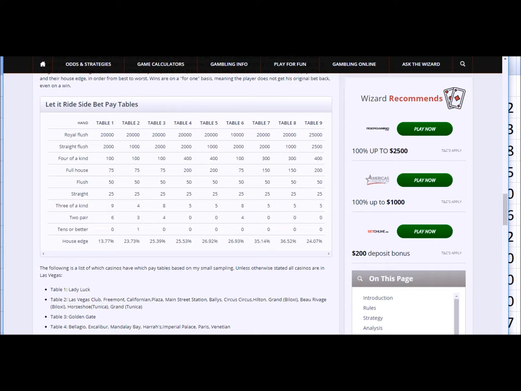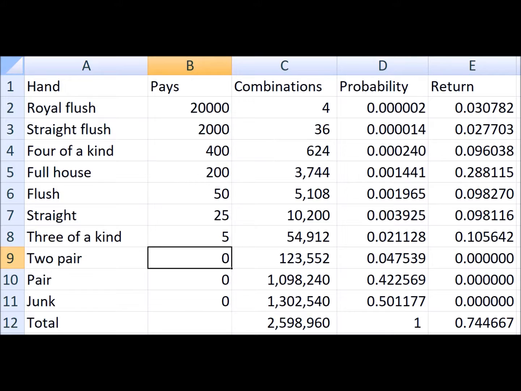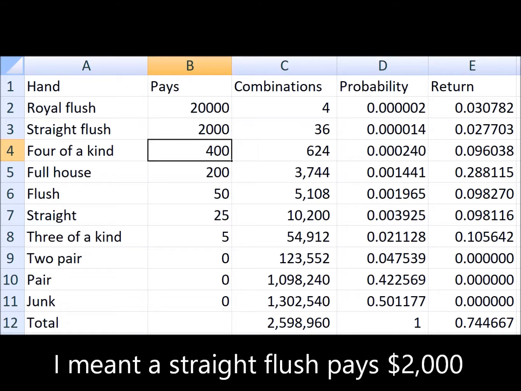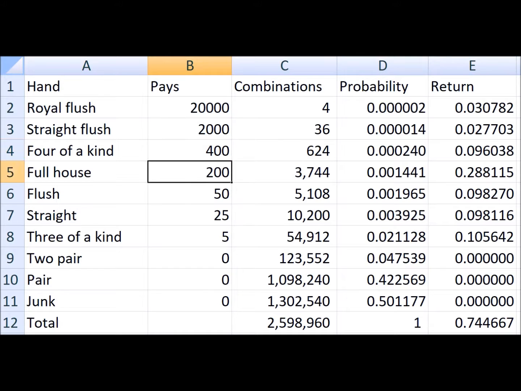And you can see that I list 9 of these possible pay tables here, but table 4 here is a pretty common one. And I already transcribed it into this table here. The bet costs $1. If you get a royal flush, you win $20,000. A straight flush wins $20,000. A 4 of a kind wins $400. And these pays, by the way, are on a 4-1 basis, meaning that you don't keep your original bet if you win. Here's all the combinations, which I already worked out, the probabilities. And this return column here is the product of the win times the probability.